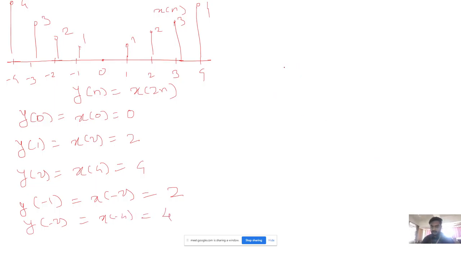And if I draw the equivalent diagram over here, it will look like this: 0, 1, 2, minus 1, and minus 2, and it will look something like this.